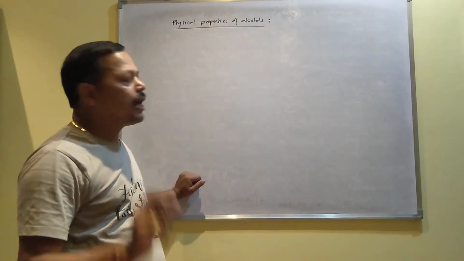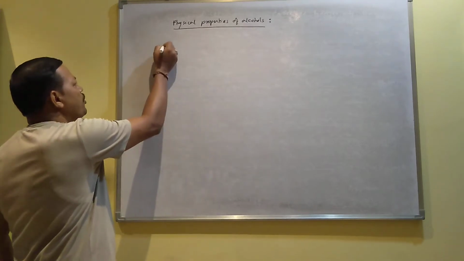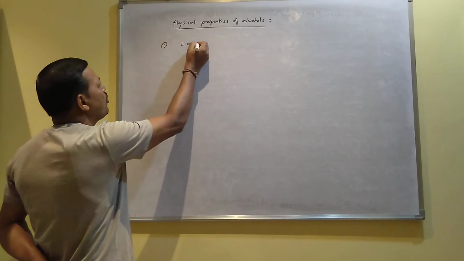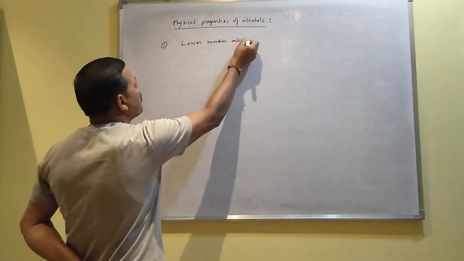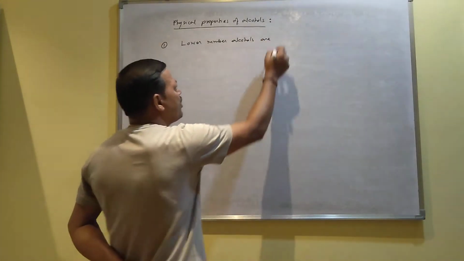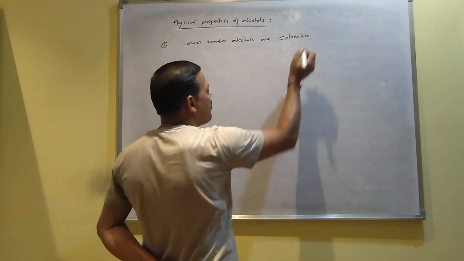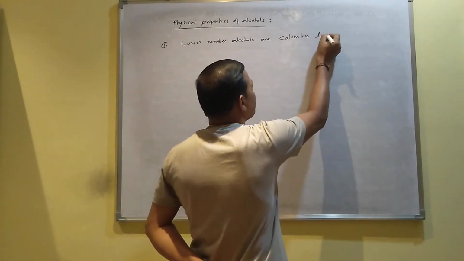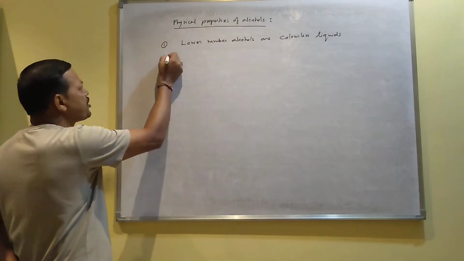Okay, now before doing chemical properties, we'll start with physical properties. So, number one physical property: the lower member alcohols are colorless liquids with distinct smell.